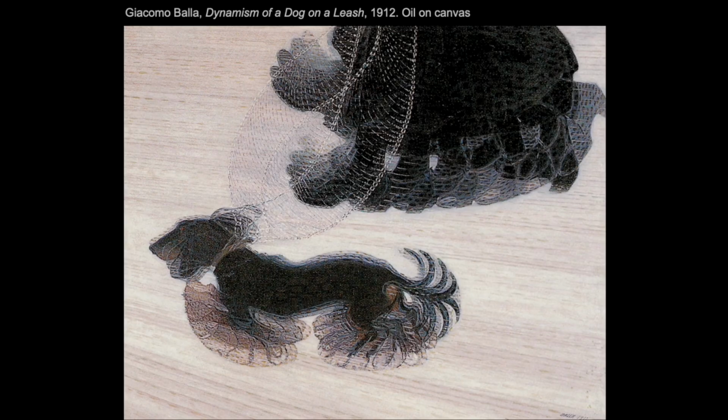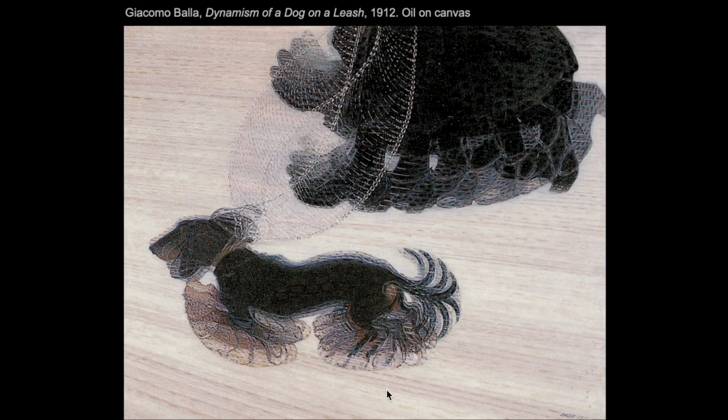This is Giacomo Balla, Dynamism of a Dog on a Leash. So this is from 1912. Well, it's hard for us to believe this now, but in the early 1900s, when the Industrial Revolution was really starting to get into full swing, the world would have moved at a lot slower pace. There was no photographic motion, no video, and people were actually afraid of the speed that machines would travel because they were unused to this.